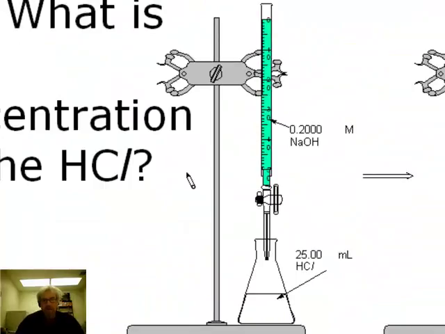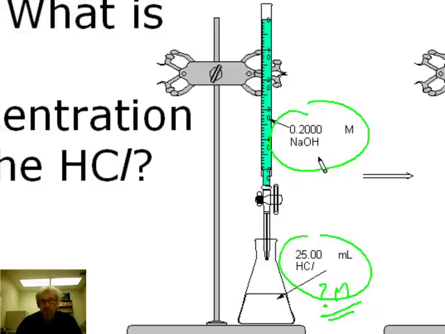First of all, we have this titration. The question that we're being asked is, what is the concentration of the HCl? The HCl, if you look at this setup, is in the flask. We know we have 25 milliliters of it, but we don't know what its molarity is, and that's our objective. We have to find that. In the burette, our titrant is 0.200 molar NaOH.